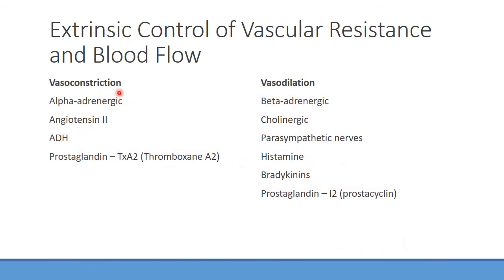Okay, just in general, for vasoconstrictive, think about alpha adrenergic activation, think about angiotensin 2, ADH, thromboxane A2. These are mainly going to be vasoconstrictive in nature, versus your beta adrenergic via beta 2 receptors, more vasodilatory, cholinergic receptors, parasympathetic nerves, which kind of goes in line with the cholinergic receptors there, histamine, bradykinins, prostacyclin, all going to be vasodilatory.